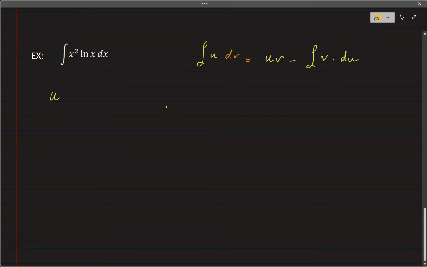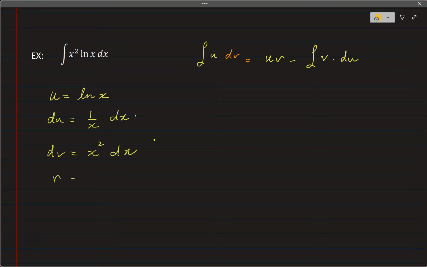So if u is equal to ln of x, then du is equal to 1 over x dx. The differential of ln of x is 1 over x dx, and then dv is equal to x squared dx. Therefore, v is equal to 1/3 x cubed, since the integral of x squared is 1/3 x cubed. And that's v.